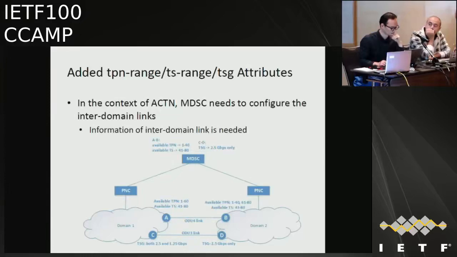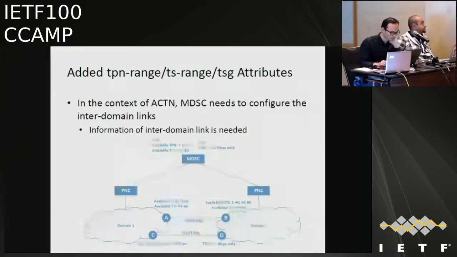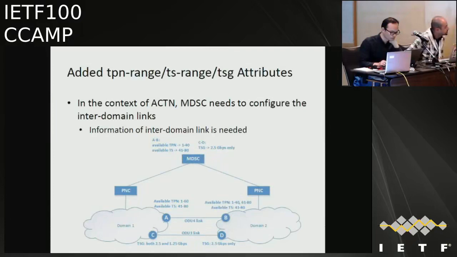Next, please. The newly added attributes, especially the TPN range and the TS range, are for inter-domain scenarios. For example, in the context of ACTN, the MDSC needs to configure the inter-domain links, so the MDSC needs to know the information for the inter-domain links, and each PNC will report information like the available TPN and the available TS range. It's similar for the TSG, the granularity for the link.